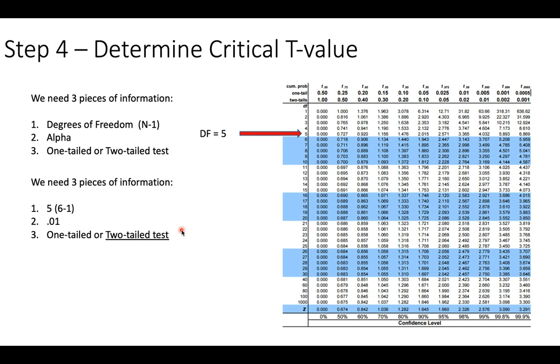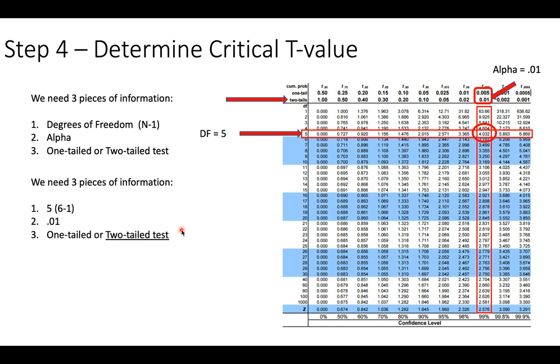So degrees of freedom 5, we know we're working on this row. Two-tailed test. So we need to use this row to find our alpha of 0.01. So we're right there. So we're using this column. We see where the column and the row intersect, and it gives us a critical value of plus or minus 4.032. Don't forget that this is plus or minus because we have a two-tailed test.